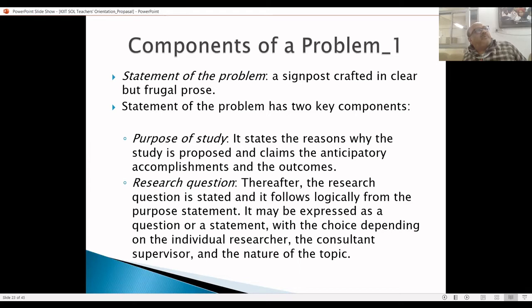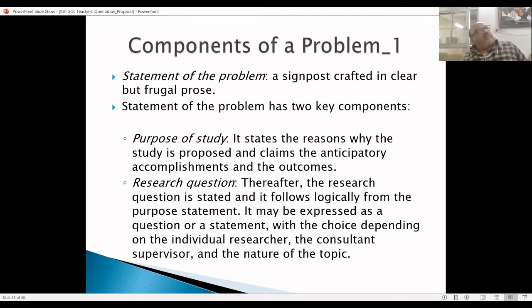A statement of the problem is actually a signpost. Say, for example, I am a new person to Odisha, to Bhubaneswar. If I have to go to Puri and I am driving alone, what guides me to Puri? What guides me to Puri are the signposts and the road, right? A statement of the problem is something like that. And we don't write too much, we do this in a very succinct manner.